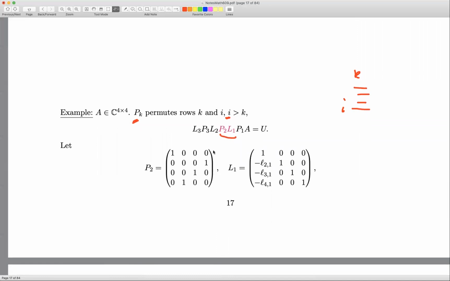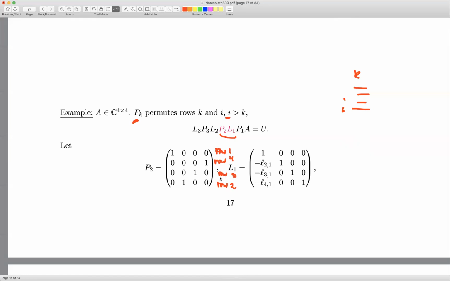P2 is obtained from the identity matrix. This is here row 1, this is row 4, this is row 3, and this is row 2. So this is how it is obtained from the identity matrix.